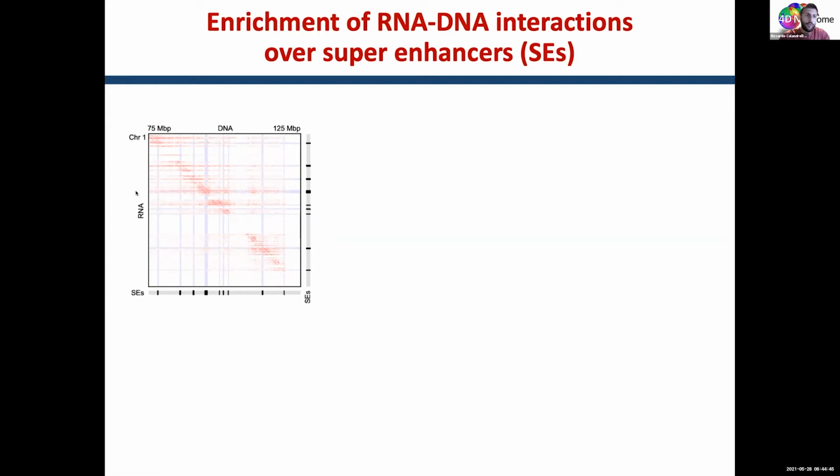Now, if we superimpose over these matrices the location of superenhancers in the rows and in the columns, represented by these blue lines, you can see that we can start to observe a non-trivial overlap, especially on the rows, namely RNA ends, of these superenhancers with hotspots of RNA-DNA interactions.